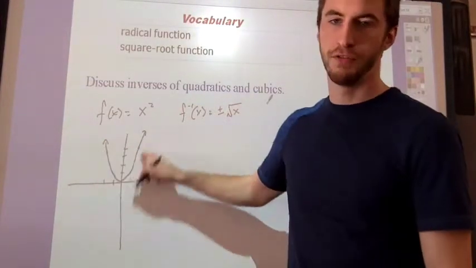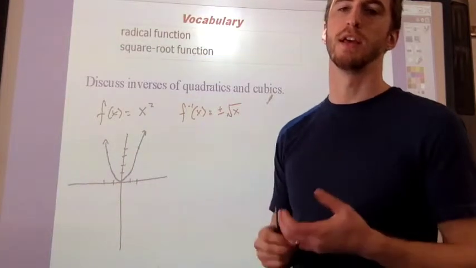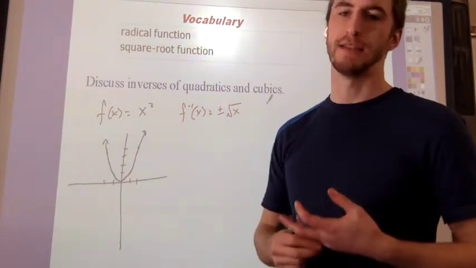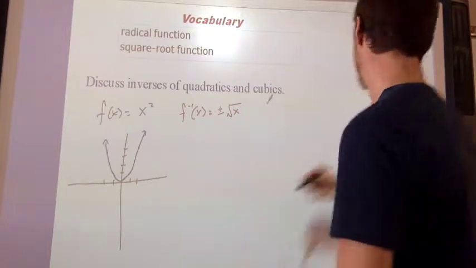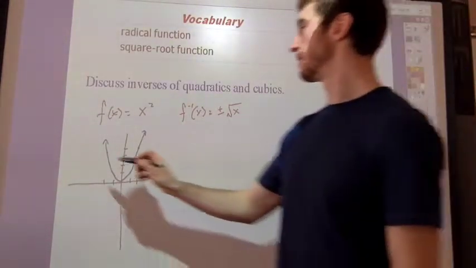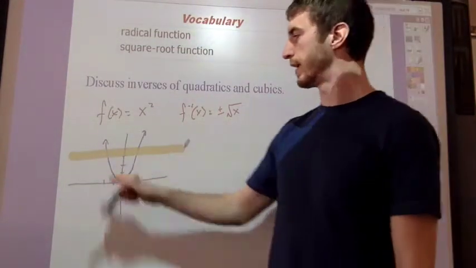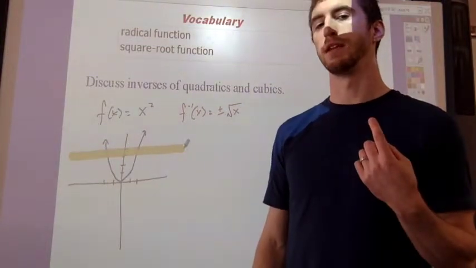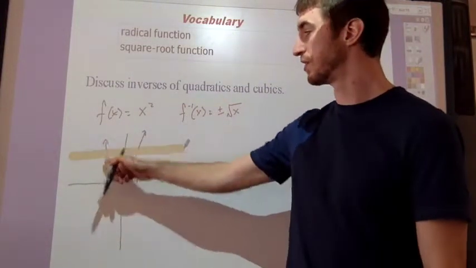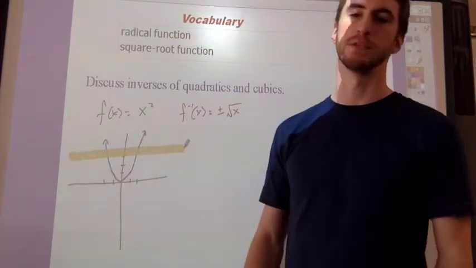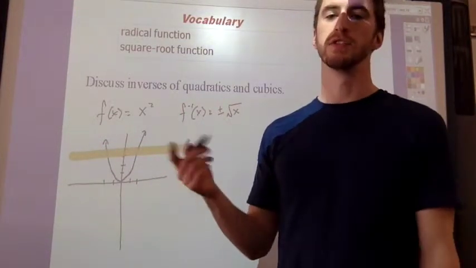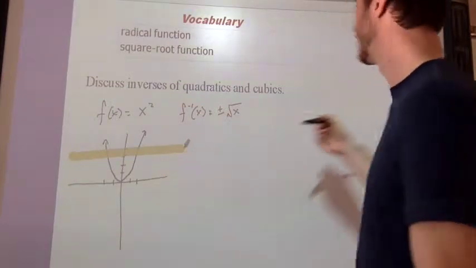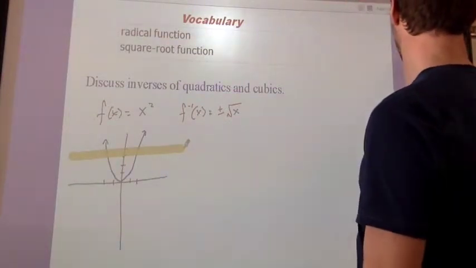Your original function, to see if you can take the inverse of it, has to pass the horizontal line test. That's if you draw a horizontal line, it can only pass through the graph once, and that means you can take the inverse of it. This one, you pass through it twice, so you know that the inverse of it is not quite going to work.